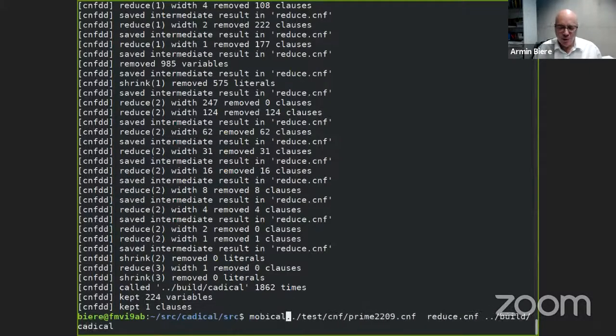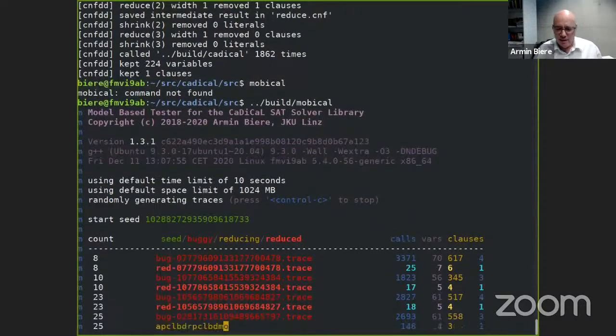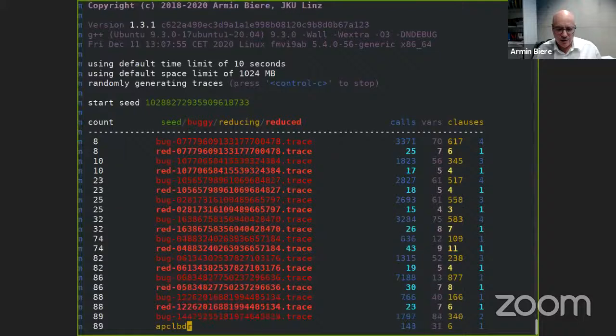But a much better way of checking this is running the Mobicle solver. And then you see what's going to happen. It will generate again random traces. So I press Control S for stopping it for a second. Like for instance, the 8 random seed, which was this one here. This actually led to a bug, and we'll see the bug in a second.